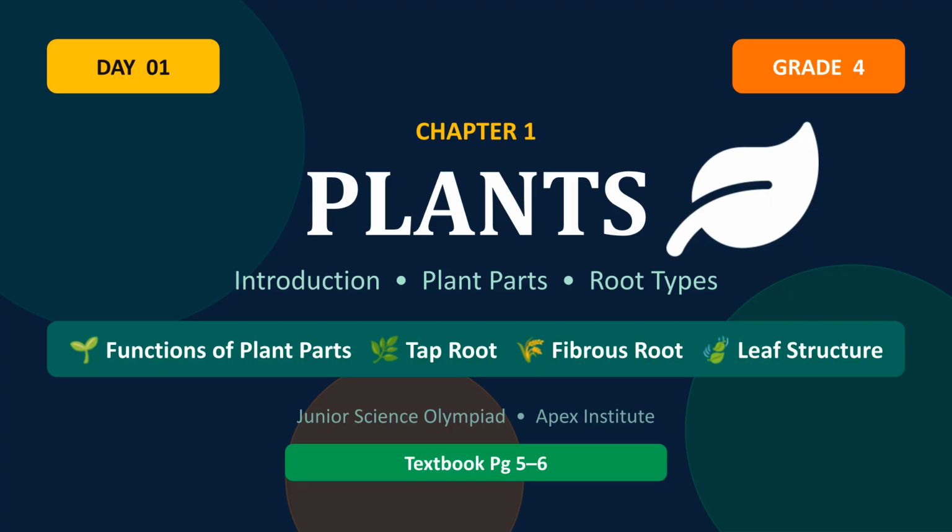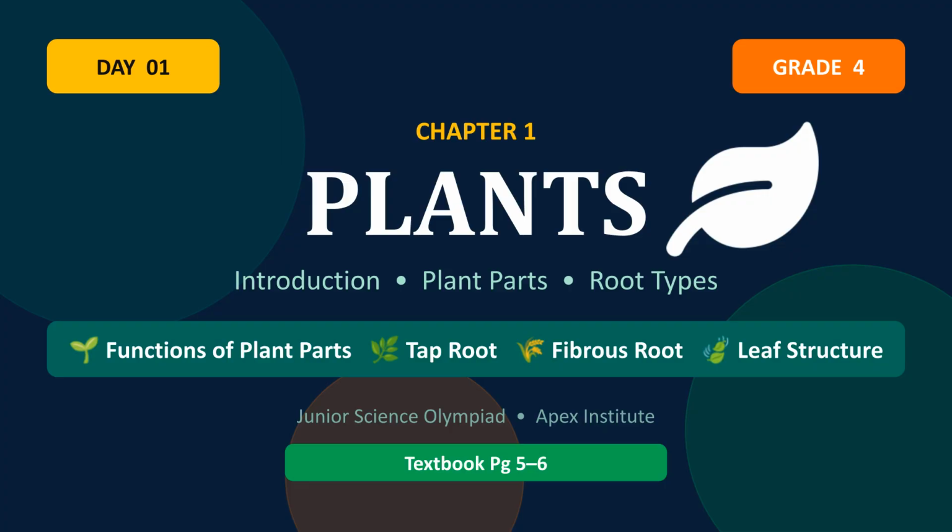Today we begin our journey into the amazing world of plants. Have you ever looked at a huge banyan tree and wondered, how does such a giant tree stand so firmly? Or have you thought, how does a tiny seed become a big tree? In this chapter, we will answer these questions and many more.